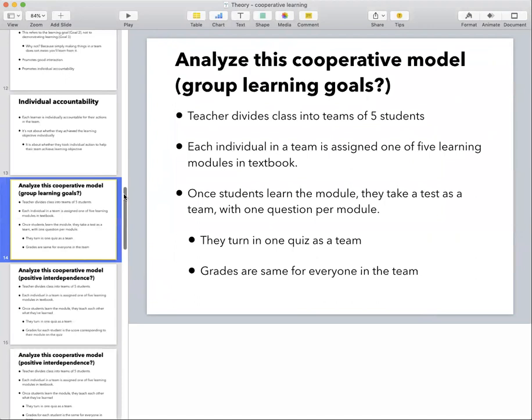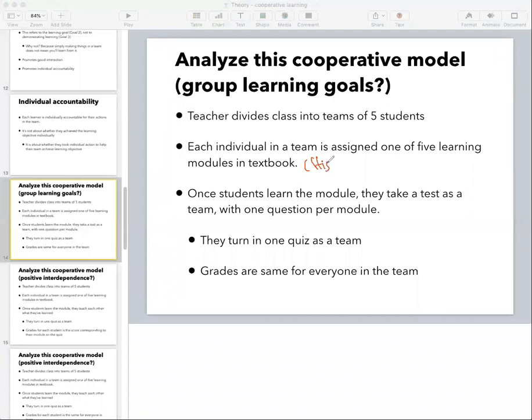Here's a teacher who divides her class into teams of 5 students. Each student in a team of 5 is assigned to one of 5 learning modules in a textbook. So, for example, let's say that they are learning about the history of Rome. Maybe someone will have a module like the government of Rome. Another may have a module about the rise of the empire, and so on and so forth, right? So you'll have 5 of these modules. Now, each student is assigned one module, like the rise of the empire.